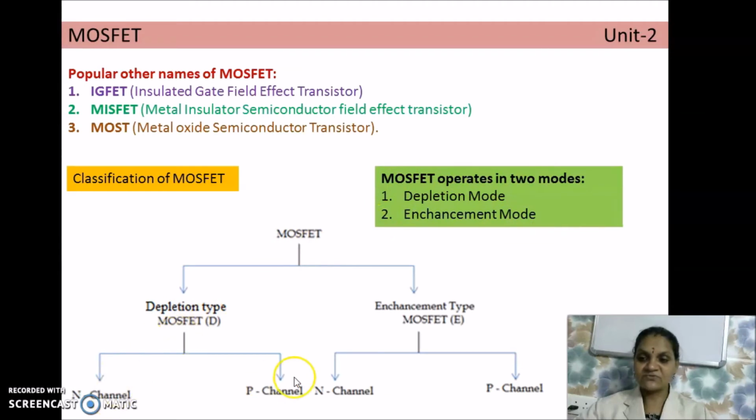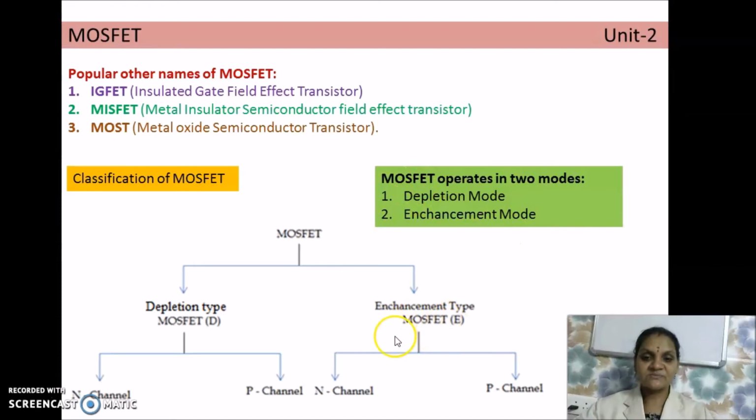It can be classified into two types, P channel and N channel, because I told you this is a unipolar device. If the current conduction is due to holes, it is called P channel. If the current conduction is due to electrons, it is called N channel. Here N channel means the channel is formed by N-type semiconductor, and P channel means the channel is formed by P-type semiconductor. And the next category is enhancement type MOSFET or E-MOSFET. These types of MOSFET can operate only in one mode, called enhancement mode.